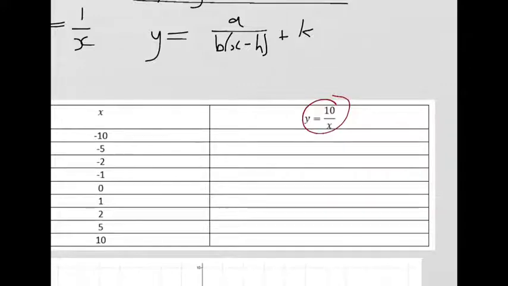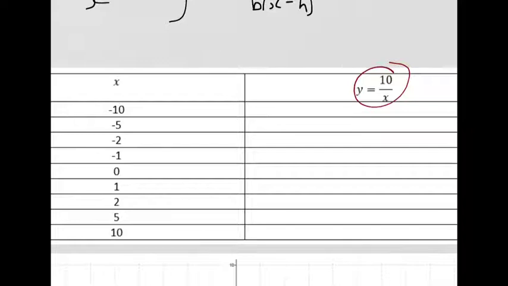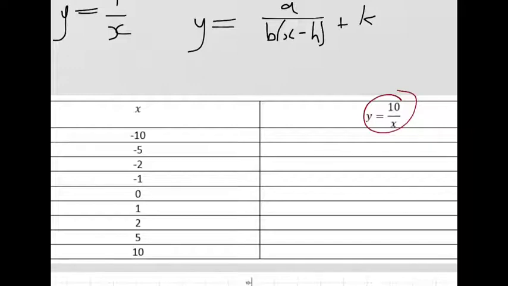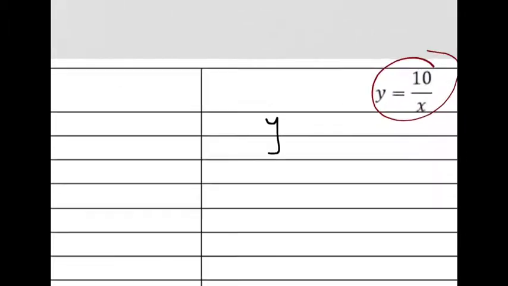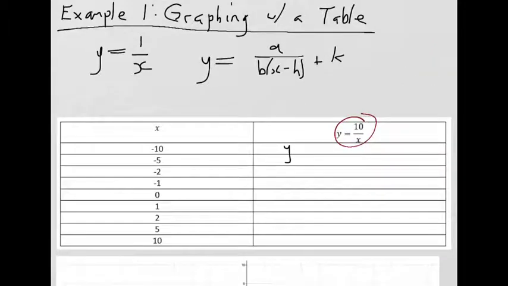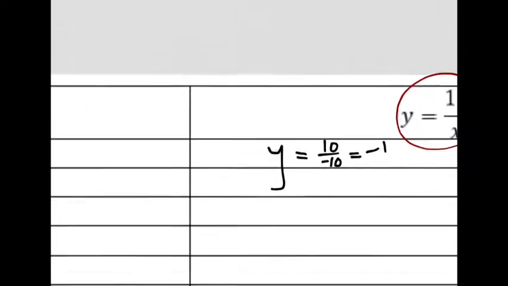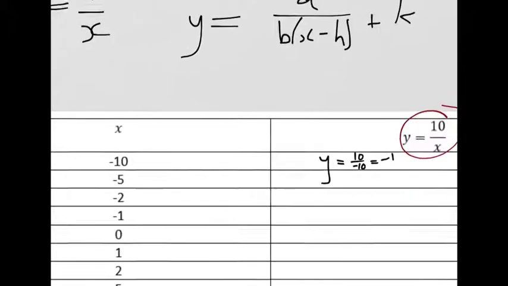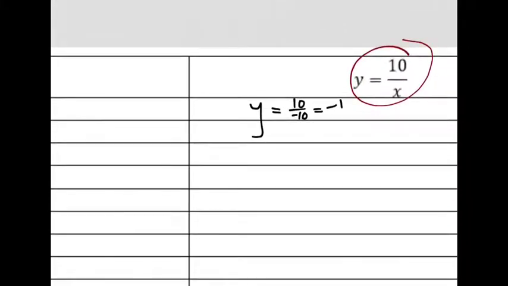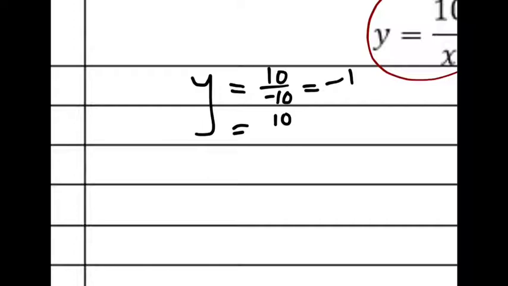Okay, so let's just think of this for a second when we generate this table. If x was negative 10, what would the value of y be in 10 over x? Negative 1, right? You have y equals 10 over negative 10, which is just negative 1. Right? If x was negative 5, you would have 10 over negative 5, which is negative 2.